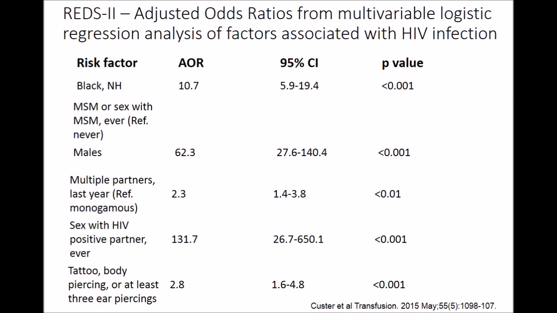Okay, so what we're interested in here, really, for the purposes of this talk, is the second metric, which is MSM, or sex with MSM ever, in reference to never. And you can see that the adjusted odds ratio is significantly high. In fact, it is only second in size to the very obviously predictable higher risk of sex with an HIV positive partner. Now, I'll make some comments. I found this analysis quite interesting.